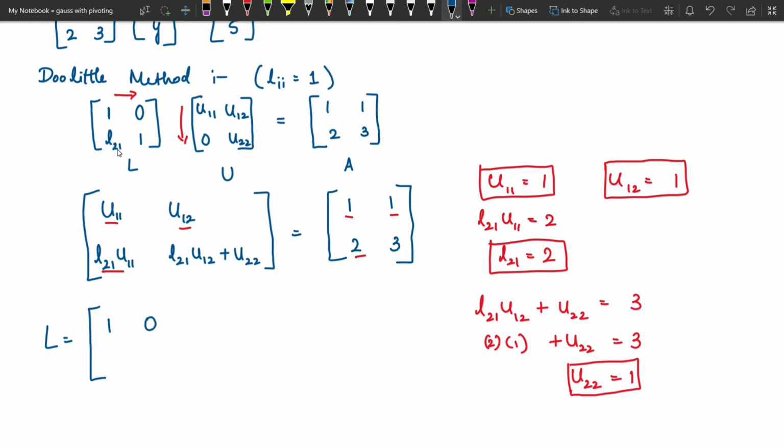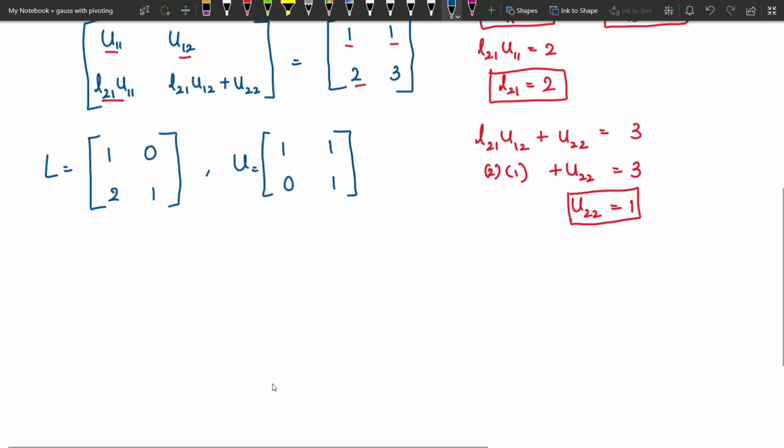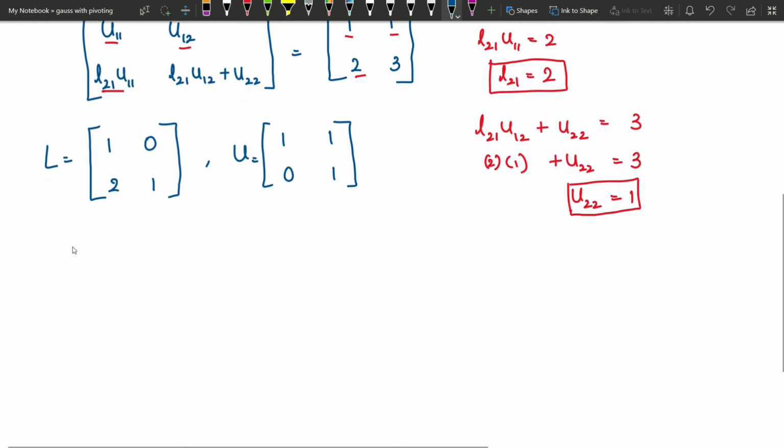Now that we know all the variables, let us write the actual matrices L and U. So what is L? It is 1, 0, L21 which is 2, 1. This is the lower triangular matrix. And what is the upper triangular matrix? U11 which is 1, U12 is also 1, this is 0, U22 is also 1. This is our upper triangular matrix.